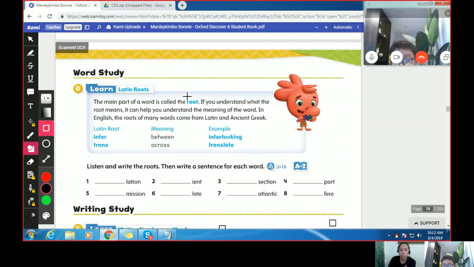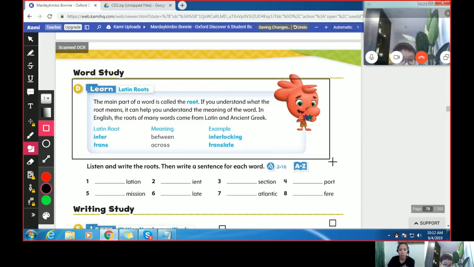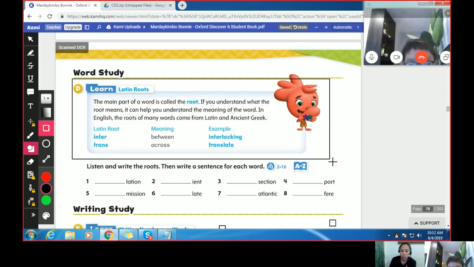Okay, now word study. So I want you to read this, the main part of a word. The main part of a word is called the root. If you understand what a root means, it can help you understand the meaning of the word. In English, the roots of many words come from Latin and ancient Greek. Very good. So, Latin root.